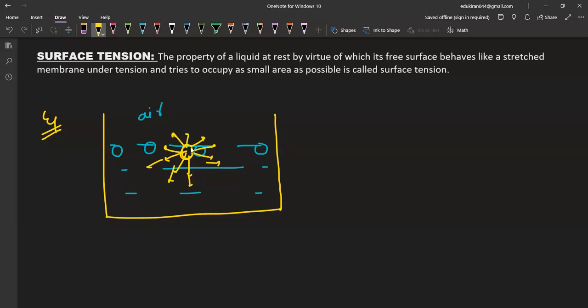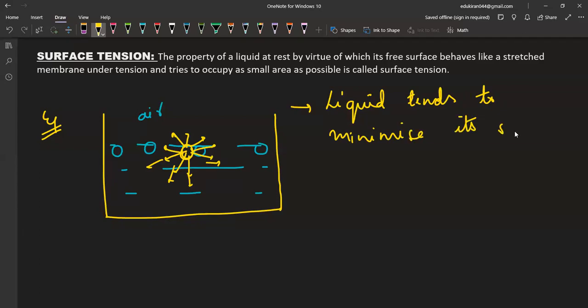Basically, liquid tries to minimize its surface area. This molecule is expanding, but it won't expand. It will try to occupy minimum surface area. So as a result, a tension will be generated. I'll write down the statement. Liquid tends to minimize its surface area outside. It will tend to minimize its surface area outside the fluid.